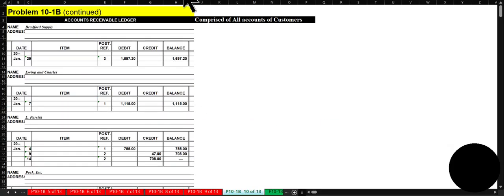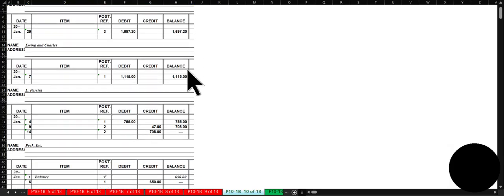ledger. Again, I'm not going through every single page of the worksheet, but I jumped over to the accounts receivable subsidiary ledger, and you can see that this is where we have the individual account for the customers. And so this is the account for a particular customer, and you can see that the amount that was sold to that customer is debited, and so this is the balance.